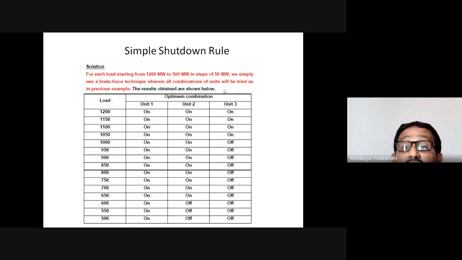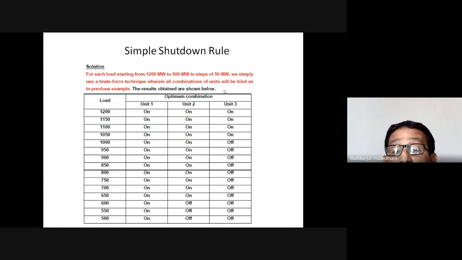Hence, it's called a simple shutdown rule. The simple shutdown rule will not guarantee economy of operation. It is supportive to your decision because it shows very clearly the cost of production of the combination. When I eliminate one of the machines which is costlier, the remaining two will cost less than when it was with the other. This way, it is the simplest view.